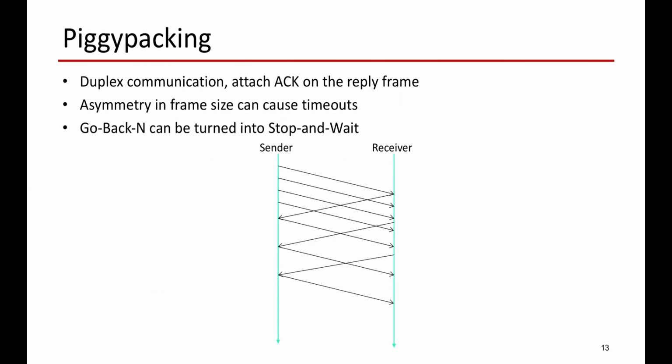So, go-back-N protocols example with piggybacking. Piggybacking is basic duplex communication and attaches the ACK to the reply frame. Meaning I don't make a specific ACK, but if there is communication, I append the ACK to the tail of the ongoing transmission.